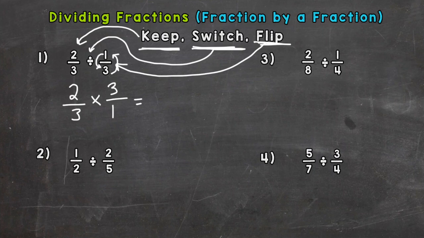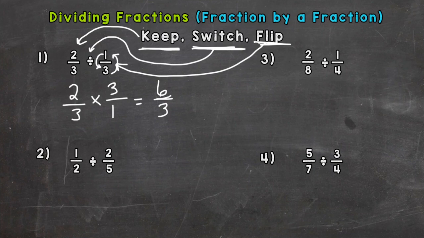Now we just multiply straight across. 2 times 3 is 6, and 3 times 1 is 3. So our answer is 6/3, but that's an improper fraction, meaning the numerator, the top number, is greater than the denominator. So we do not want to leave it like that. So we need to convert it to a whole number or mixed number.